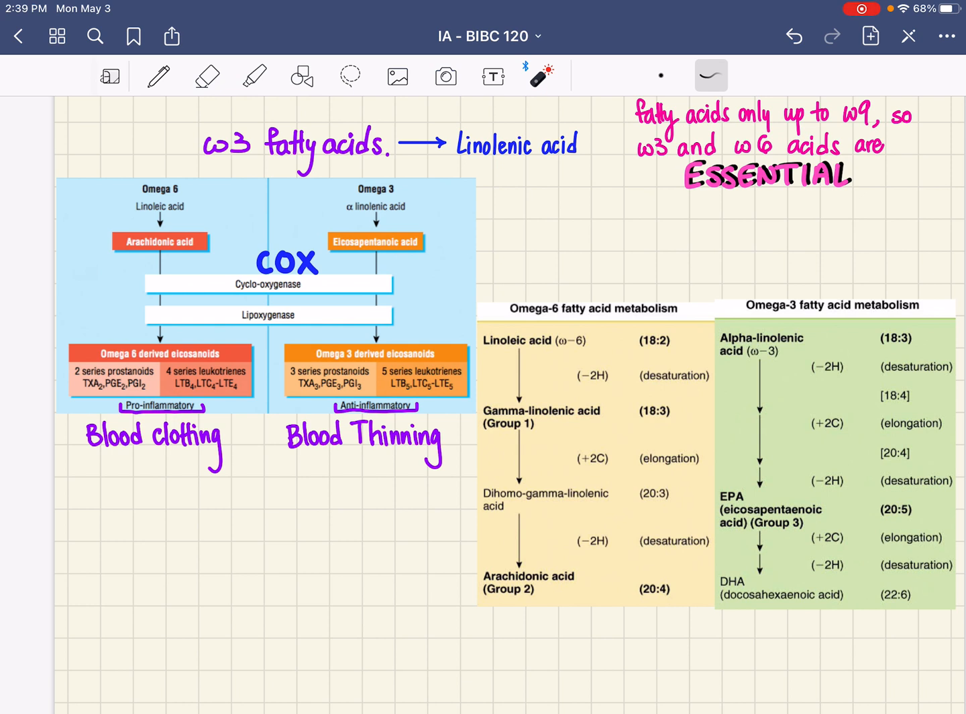One thing I should also mention is cyclooxygenase enzymes, or COX for short. Those are the enzymes that are responsible for turning these essential fatty acids into arachidonic acid and EPA. Cyclooxygenase enzymes turn them into the prostanoids and leukotrienes that are later used in pro-inflammatory processes or anti-inflammatory ones.